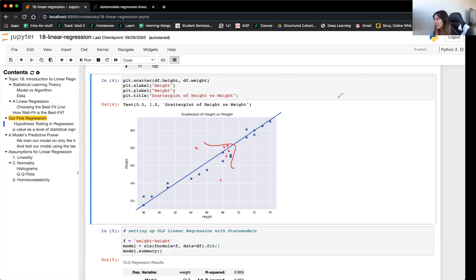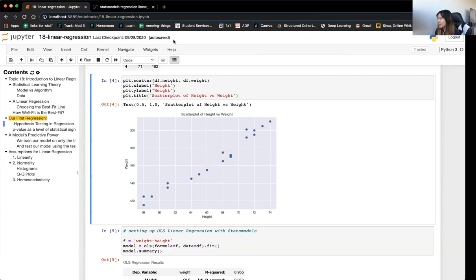Basically, if you have something that is skewed, if it's not normal, for example, you have more points up here compared to the other side, that basically means that your line is not fitting very well.